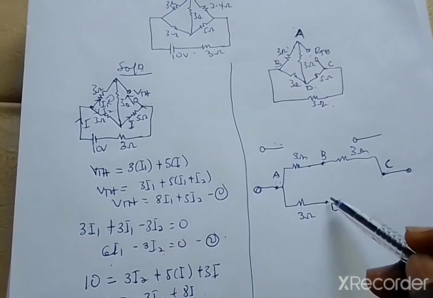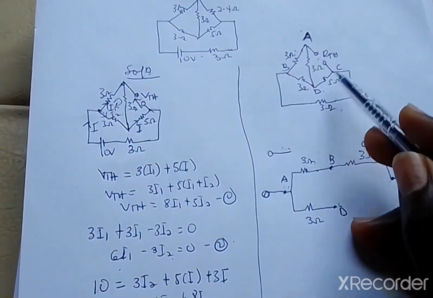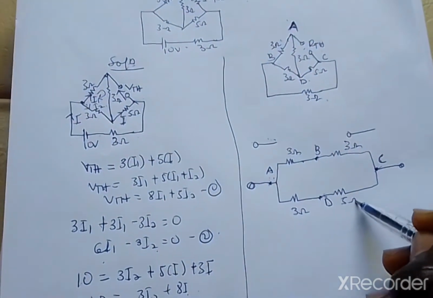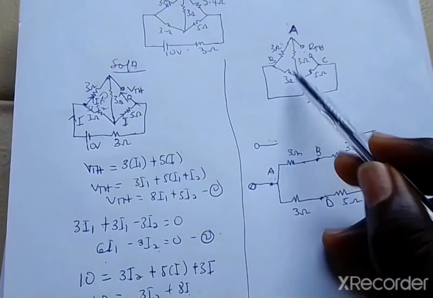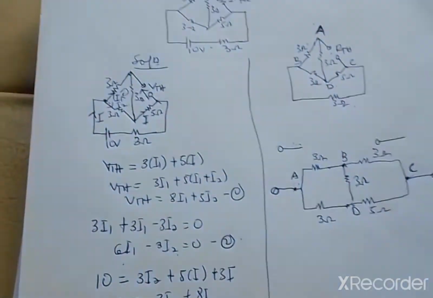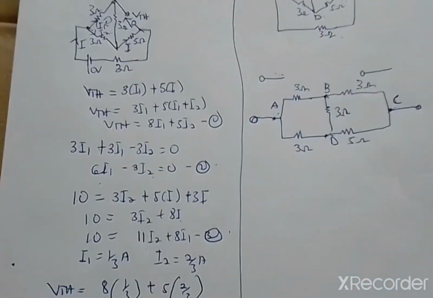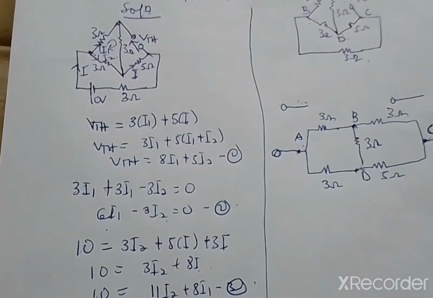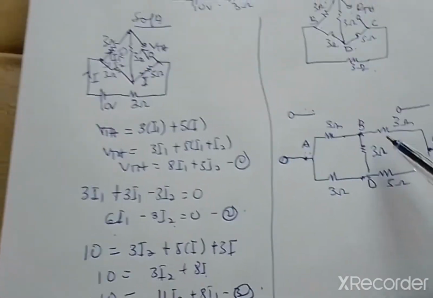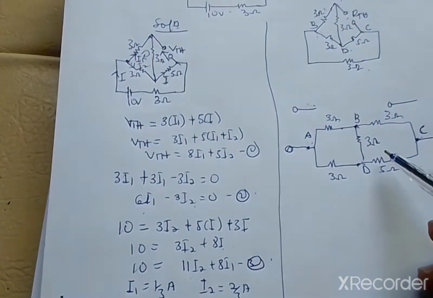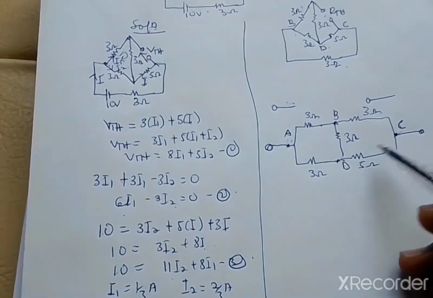Then after, we have D to C. D to C, we have 5 ohms. Then finally B to D, which is 3 ohms. So you can use any letters to arrange all the resistors in between the two terminals A and C. So once we get this, we can see that none of the resistors are in series nor in parallel. So we have to use the delta star transformation to simplify this resistor connection.